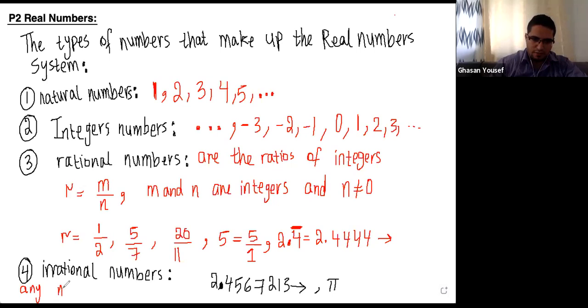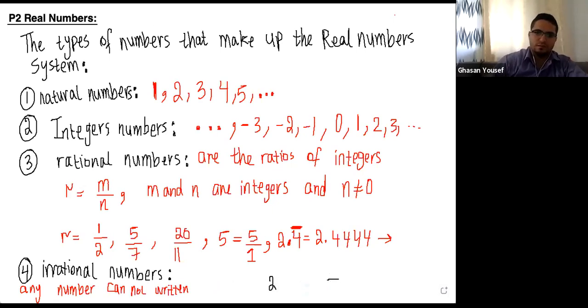Any number that cannot be written in the form m/n, r equals m/n. An example for that, like I said, is pi.